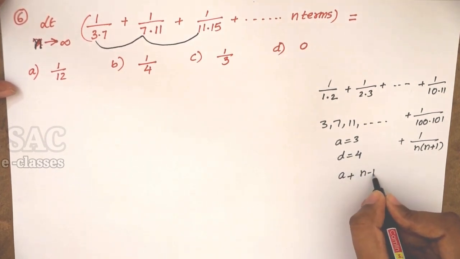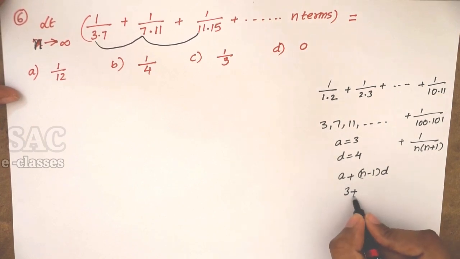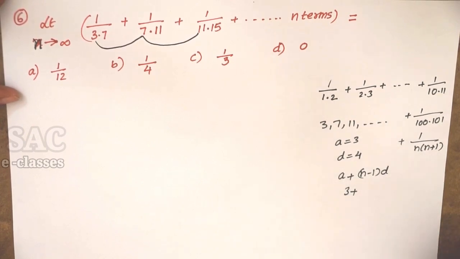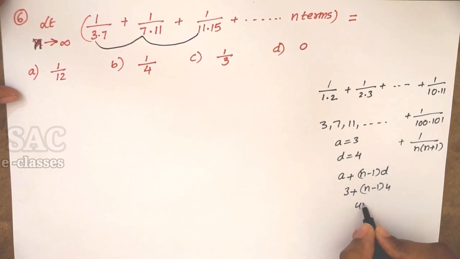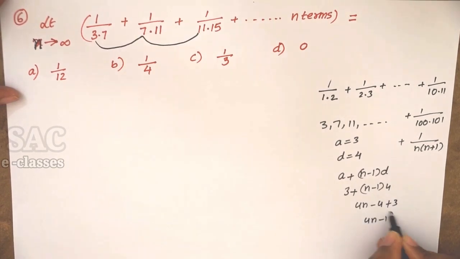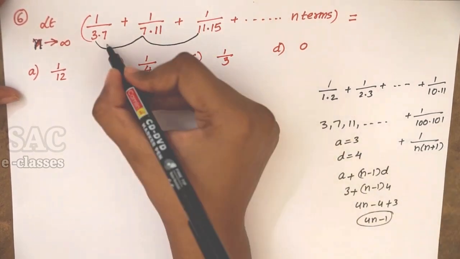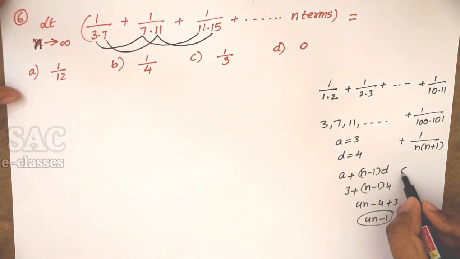A plus n minus 1 into d. That means 3 plus, I am trying to find out the nth term of the AP, n minus 1 into 4. You may get 4n minus 4 plus 3. So 4n minus 1.